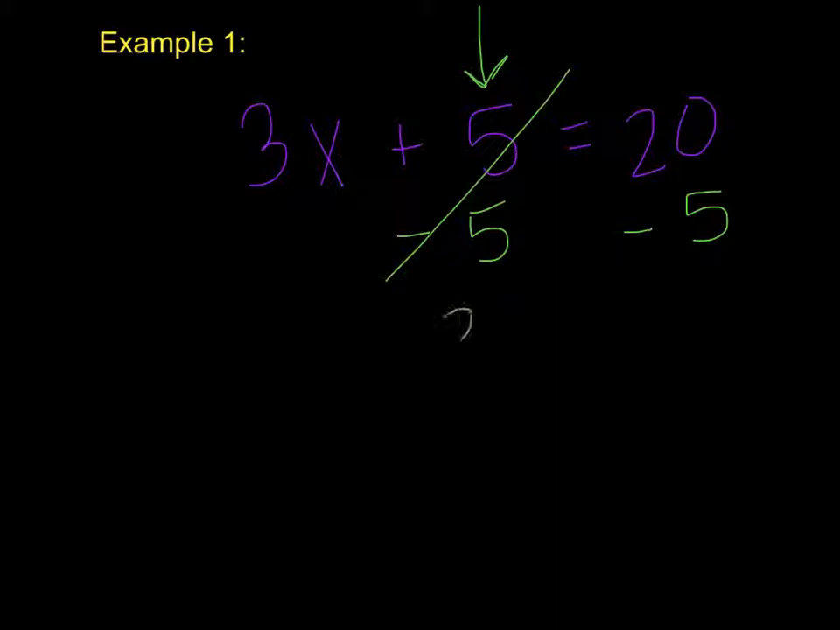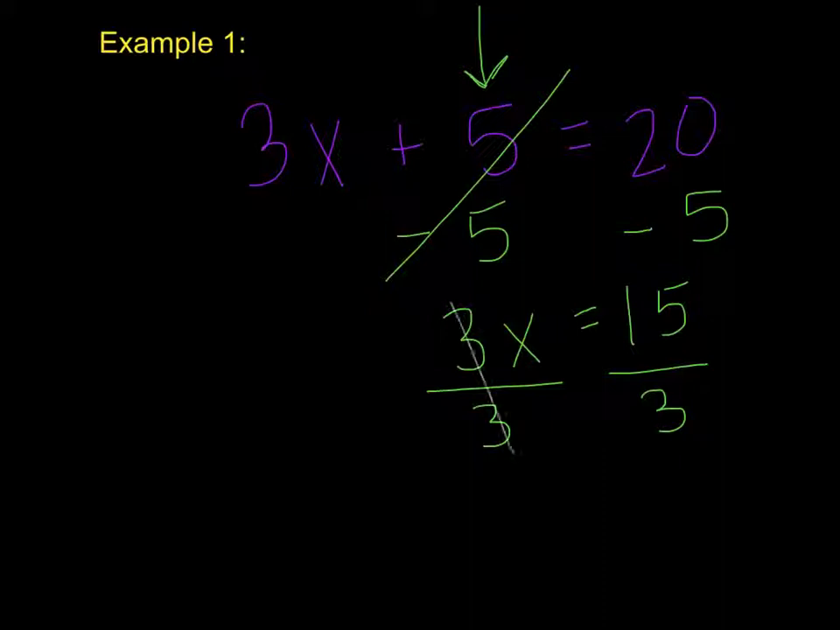That leaves me with 3x equals 15. The operation being performed on the variable is multiplication. The inverse operation is division. So secondly, I will divide by 3 on both sides of the equation. That leaves me with x equals 5. Now that my variable is isolated, my solution is 5.